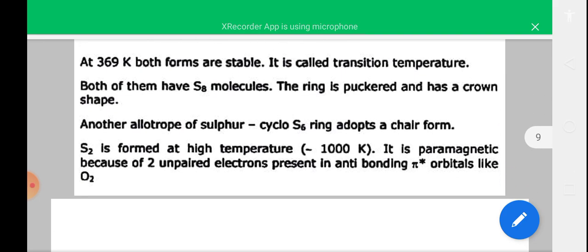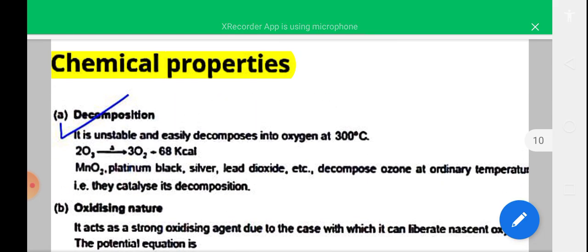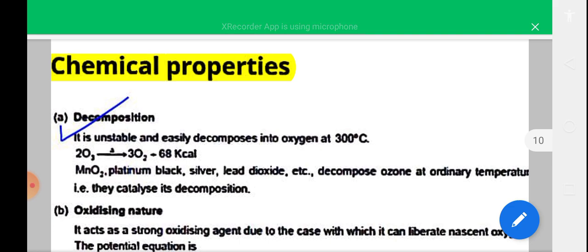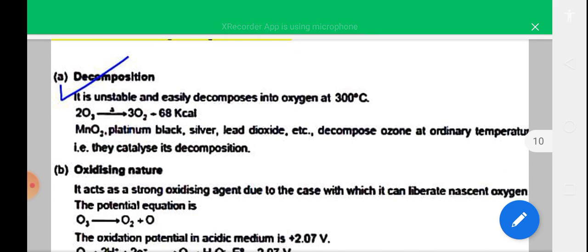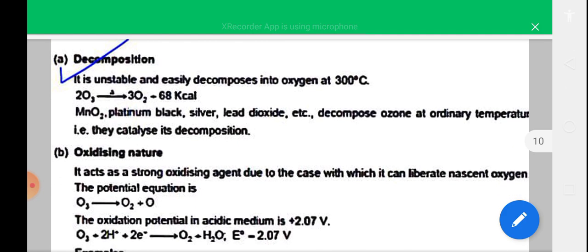Sulfur is not given in the syllabus, but you have to read the chemical properties of ozone. Ozone is thermally unstable. Decomposition reaction of ozone: it is unstable and easily decomposes to oxygen at 300 degrees Celsius. The reaction is O3 gives 3O2.